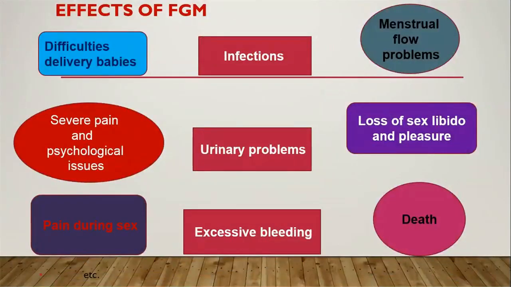So let's talk about the effects of FGM. It can lead to difficulties during delivery, especially when it involves narrowing of the vaginal opening. It can cause infection. It can lead to severe pain and psychological issues. It can cause severe pains during sex. It can lead to urinary problems. It can lead to excessive bleeding. It can lead to menstrual flow problems, and of course loss of sex libido and pleasure, and it can also cause death.